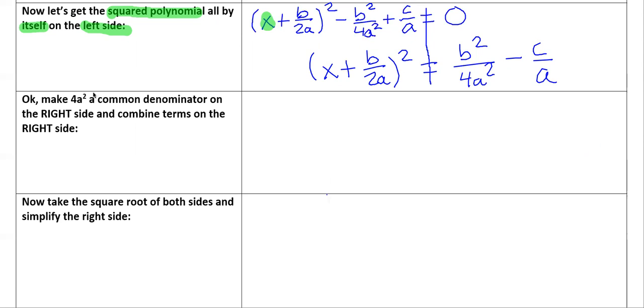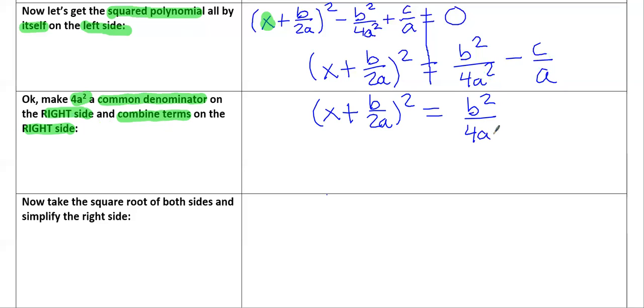Now it says make a 4a squared common denominator on the right side and combine terms on the right side. All right, this is going to be a little weird. Looks like the left side's not going to change. We'll just leave that like this. Squared, equals. B squared over 4a squared already has a 4a squared denominator, right? But now we want a 4a squared denominator in this term. Terms are separated by addition and subtraction.